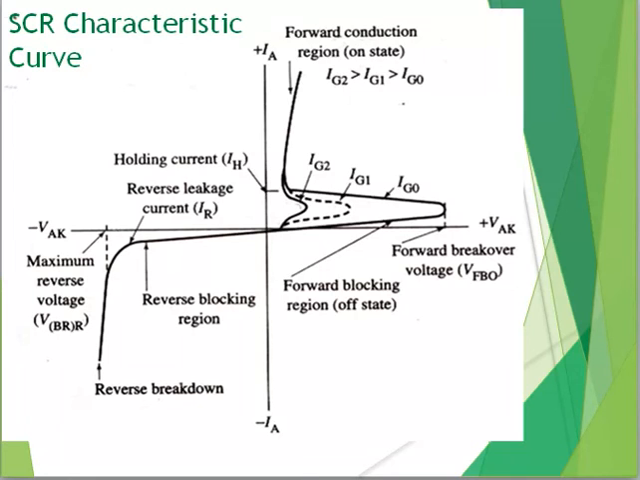The region from 0 volts up to VBR volts, in which SCR is reverse biased and non-conducting, is called the reverse blocking state. Here it represents the reverse blocking region.